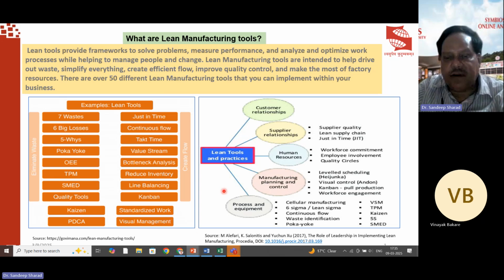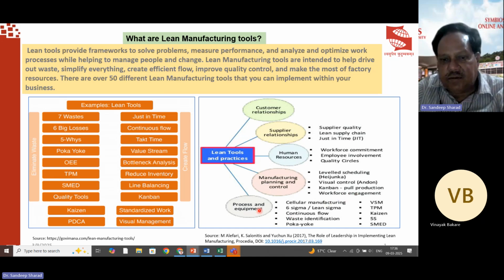So lean tools and practices can be divided into some particular aspects: customer relationship, supplier quality, lean supply chain, just in time, human resources, workflow, workforce commitment, employee involvement, and quality circles are related. These tools are going to be there. Manufacturing planning and control, leveling, scheduling, visual control, Kanban, and workforce engagement.